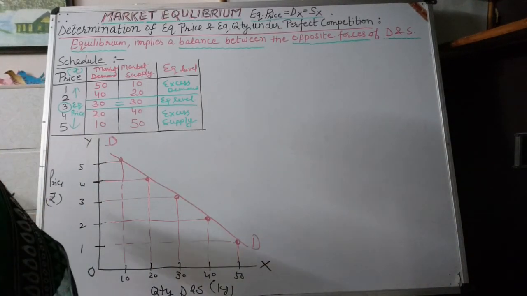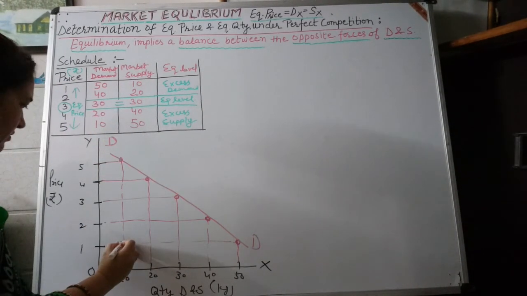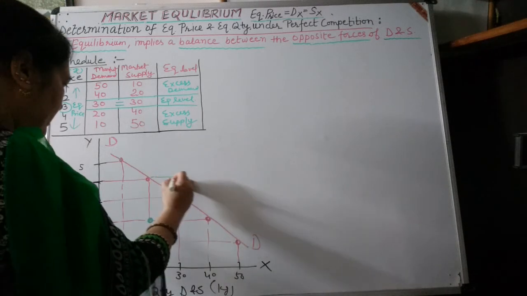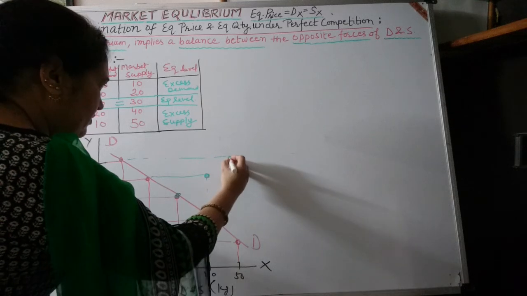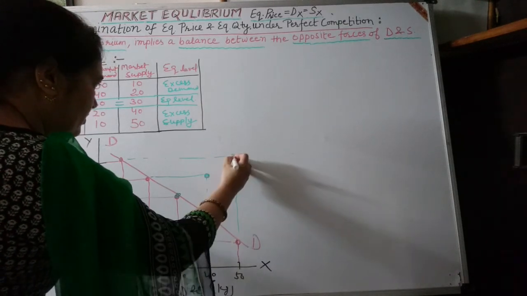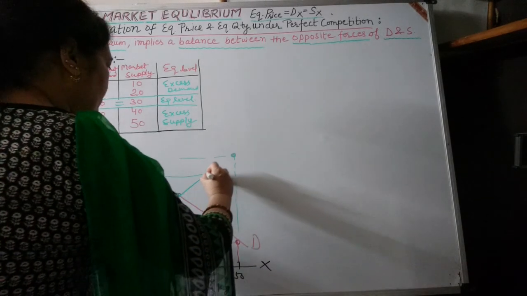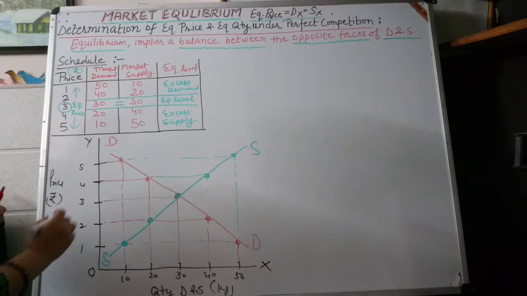Now let us draw a supply curve. At the rate of 1 rupee, supply is 10. At the rate of 2, supply is 20, then 30, then 40, and the last one is 50. Joining all these points, the SS supply curve moves from left to right, upward sloping. This is the SS supply curve.